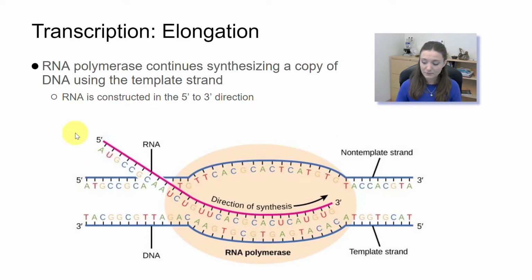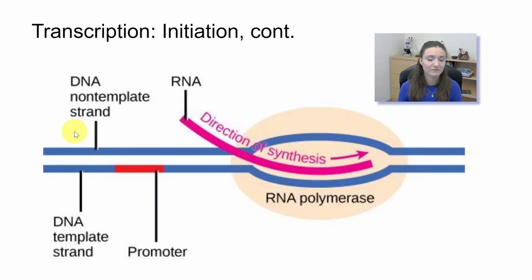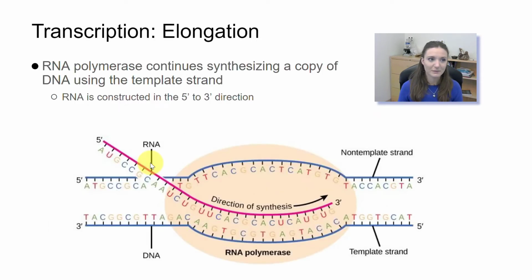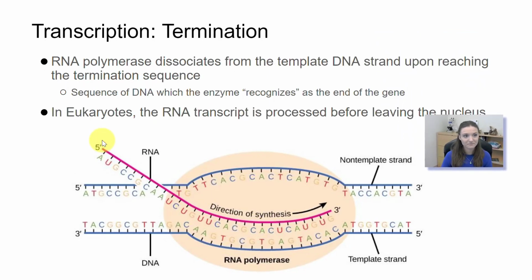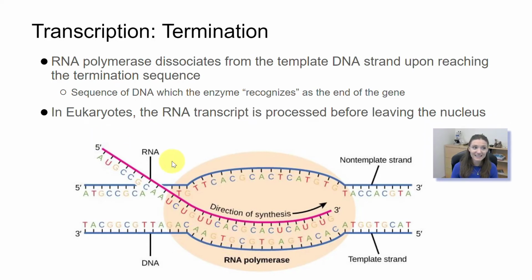So just like we had a promoter sequence right here that told RNA where to start, we're going to have a termination sequence at the other end of the gene. So RNA polymerase is going to continue to elongate and continue to build this RNA copy until it hits a region that we call the termination sequence, which is really just a region kind of similar to the TATA box.